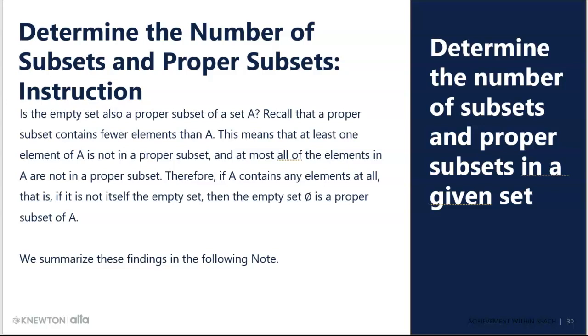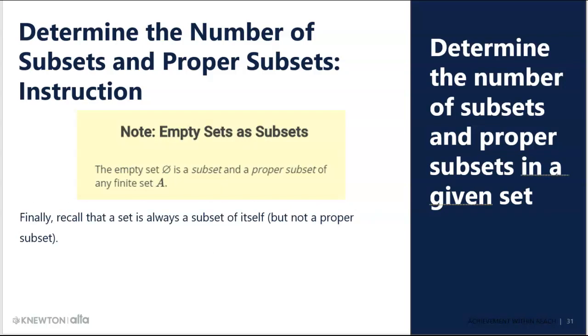The empty set is also a proper subset of A because it has less elements than A. So we're working with the set A and talking about subsets of set A in this video. This means at least one element of A is not in the proper subset. So if you're talking about the empty set as a subset, none of the elements are A, so it is a proper subset. So not only is the empty set a subset, it is also a proper subset. That's a rule you have to remember. And you'll see this when we write out some subsets, the empty set is a subset of each set, and it helps fit the pattern.